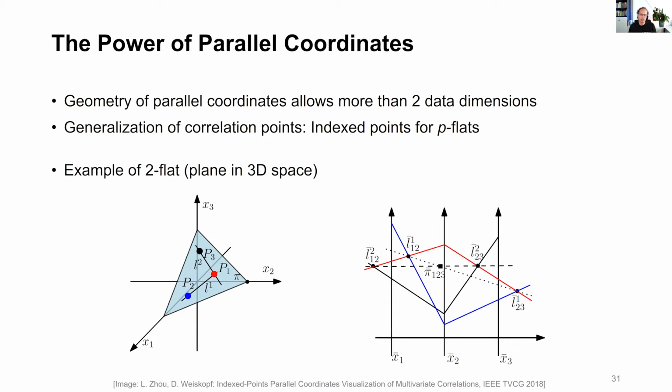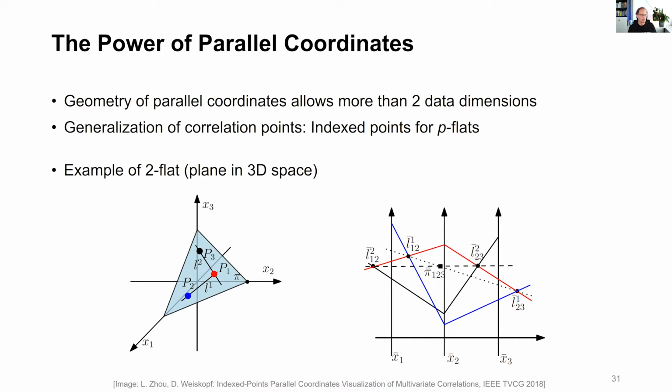But I don't want to stop just here. I don't just want to show the correlation between two data dimensions. And here really the beauty and power of parallel coordinates come into play, because their geometry allows for more than just looking at two data dimensions together. In fact, with the geometry of parallel coordinates in the background, we can do more. We can generalize our correlation points to the general form of so-called indexed points for so-called p-flats. And here the p stands for the dimensionality of the flat geometry that's embedded in multidimensional space.